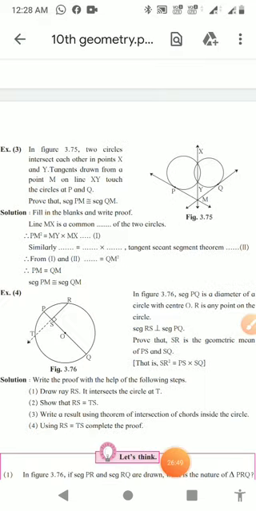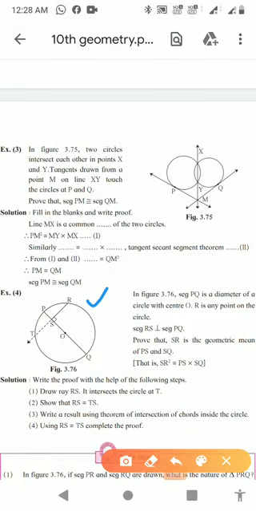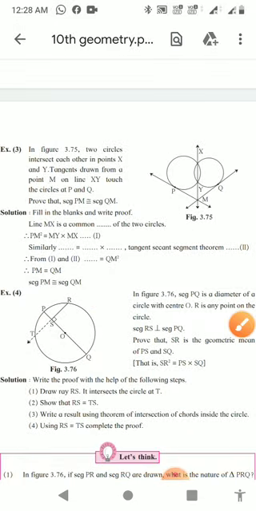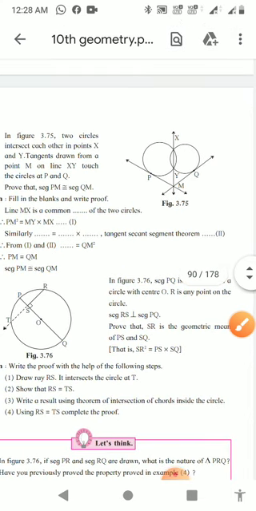Okay, so here if we see this question, a diagram is given here, and they mention segment PQ is a diameter of the circle. R is any point on the circle. Segment RS is perpendicular to segment PQ.